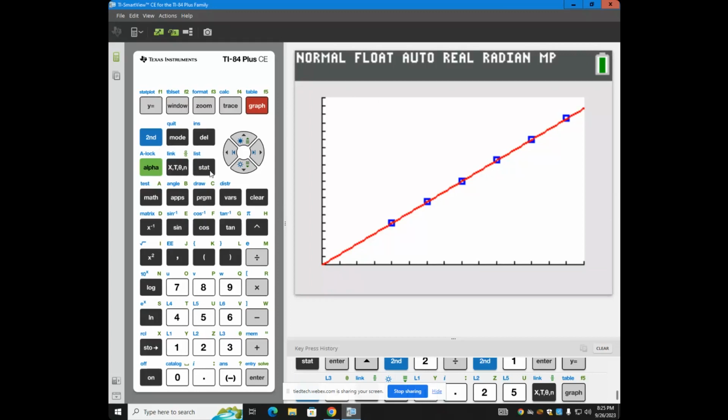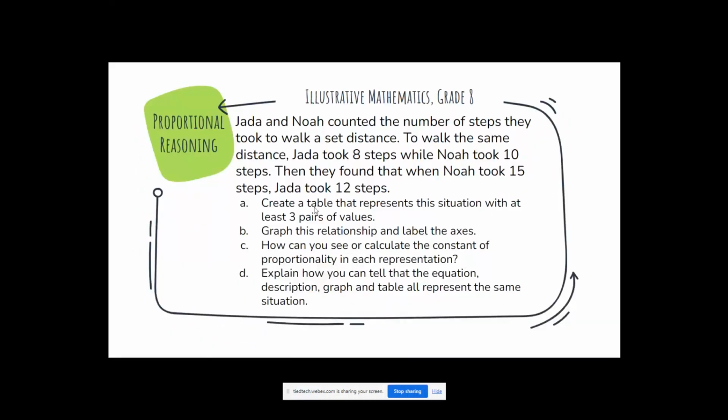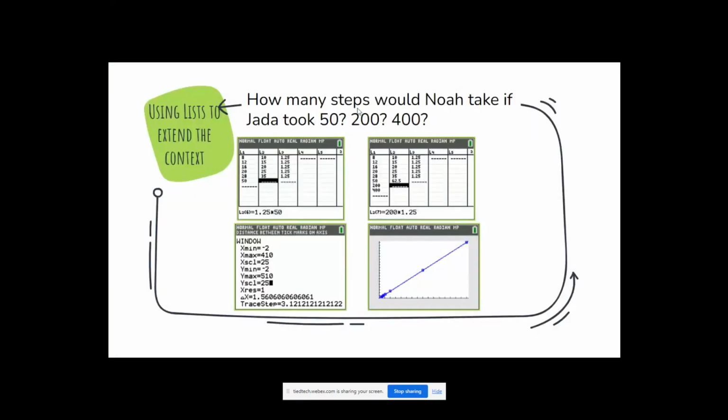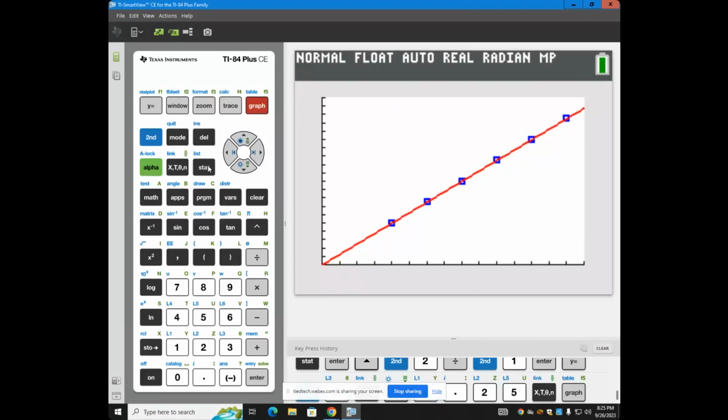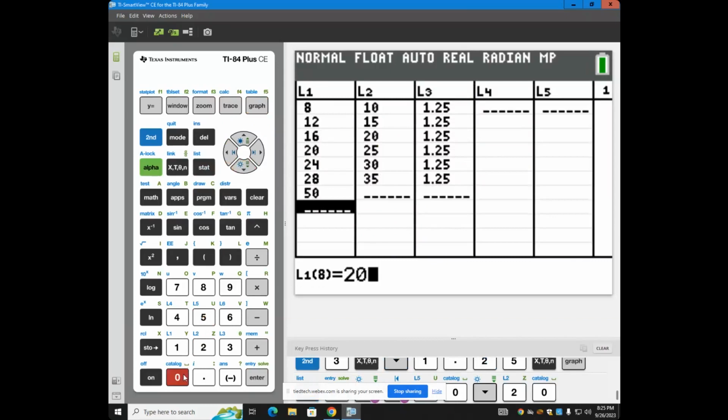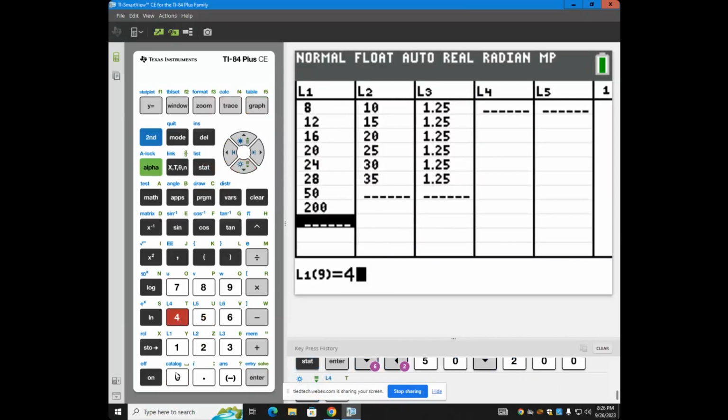Then we can use this data to start to extrapolate. So I'm going to go back to my screen here. I've got all of this that you'll get screenshots of. But then we want to say, how many steps would Noah take if Jada took 50 or 200 or 400? Because our data is all set to go, we can go back to the stat menu. What I like about this, we're going to go back into Jada's and put in 50, 200, and 400. Those are the input values that we want to calculate now.